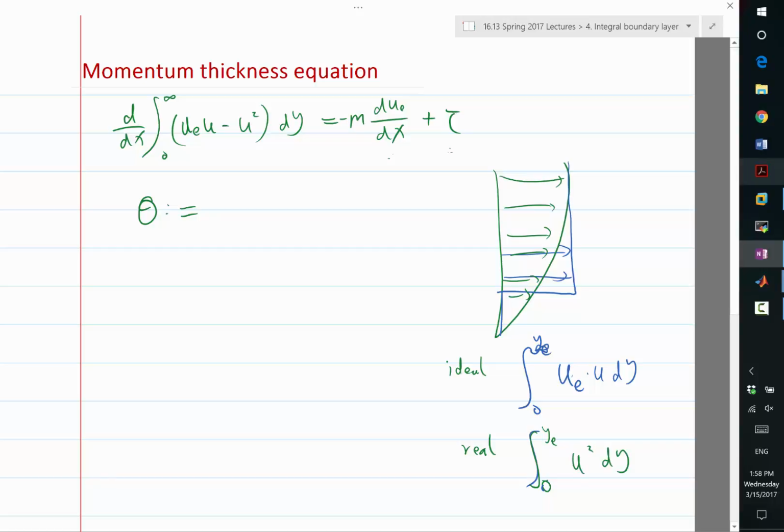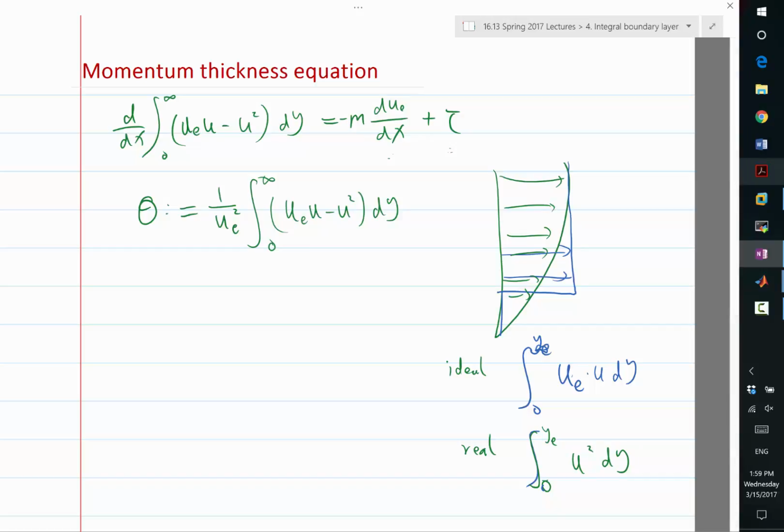So the momentum thickness is basically a non-dimensionalized, velocity-squared scaled thickness, the difference between the momenta. So 1 over ue squared times, now I can integrate to infinity, because once I take the difference it is not sensitive to the precise definition of ye. So u ue minus u squared dy. So that's the definition of the momentum thickness, right?